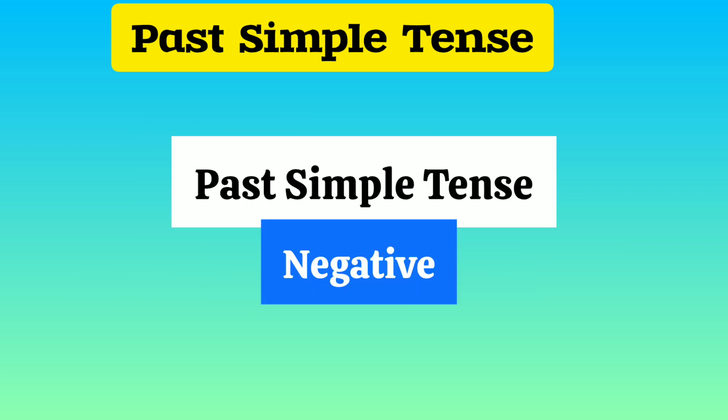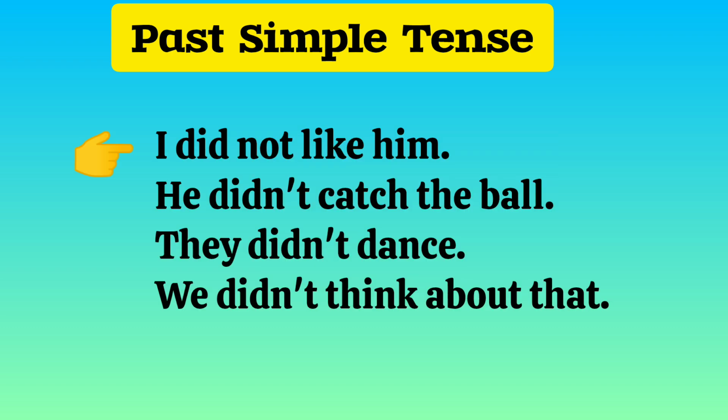Now we will talk about how to form the negative in the past simple tense for non-be form, regular or irregular. Here are some examples. I did not like him. What we do for non-be verb is simply put did not after this subject. And you will notice that for the verb, we don't make any changes.